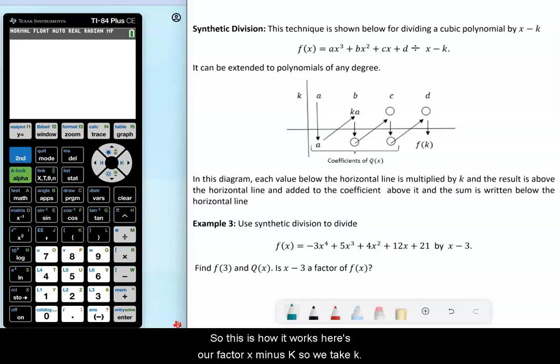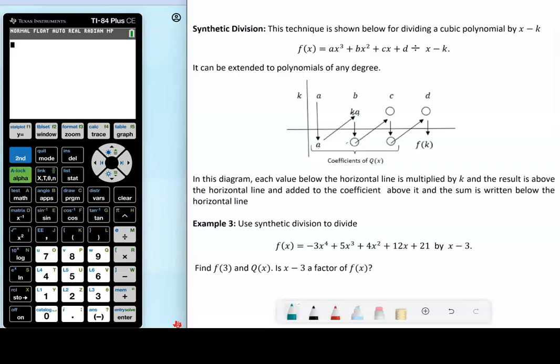Here's our factor, x minus k. So we take k, and we take the a value in front of the highest degree, and we just drop it down. And then we say k times a, right here, and add this k times a to b, and we get a new thing. And then we take that new thing and move it over here, add it to c, and then we get a new thing. And then over here, add it to d, and then we get a new thing. And that represents f of k. And if k is a factor, f of k is equal to 0.